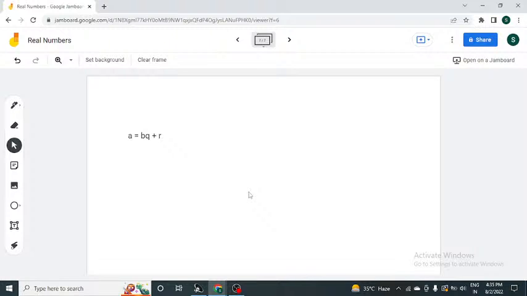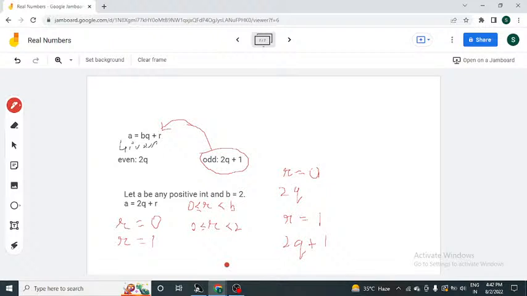So it says that every positive even integer is of the form 2q, and that every positive odd integer is of the form 2q plus 1. I'm going to write down what is already given to us in the question. So it says for even, the form is 2q, and for odd, the form is 2q plus 1. So this is what is given in the question.